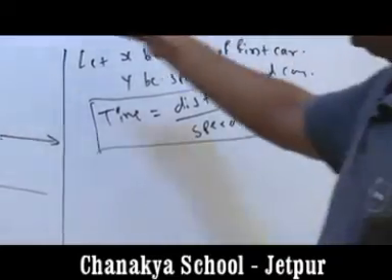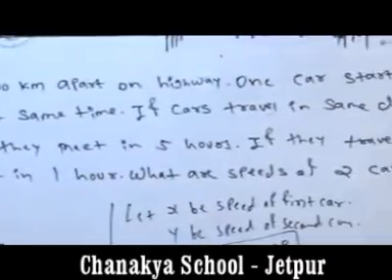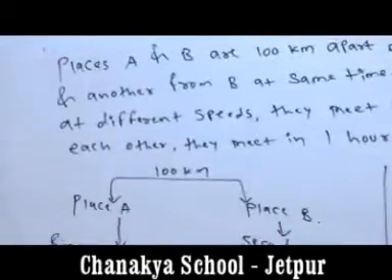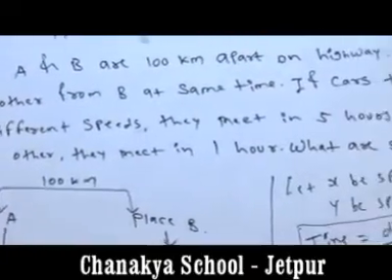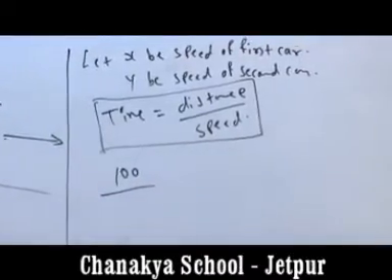one car starts from A and another from B at the same time. If the cars travel in the same direction at different speeds, they meet in 5 hours. Distance is 100, divided by the speed of moving.